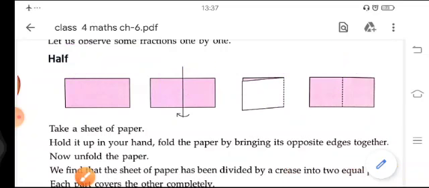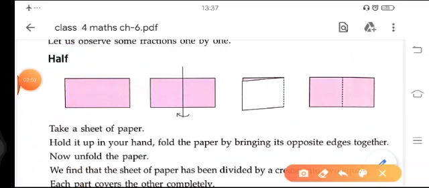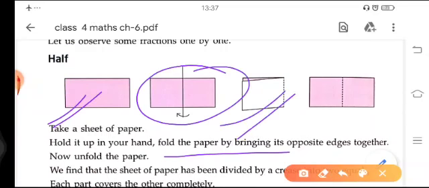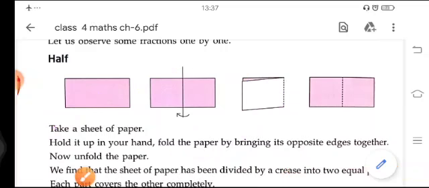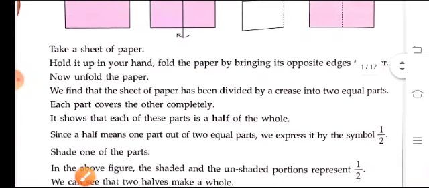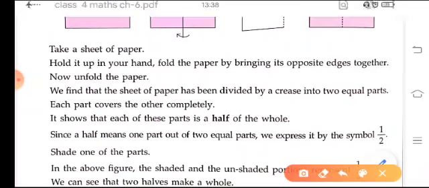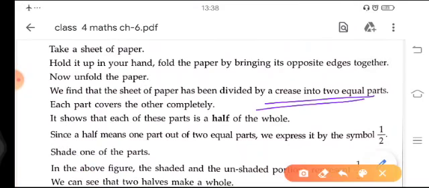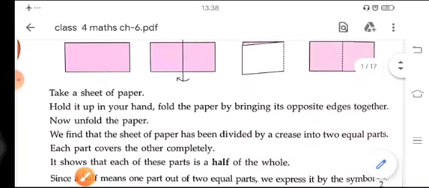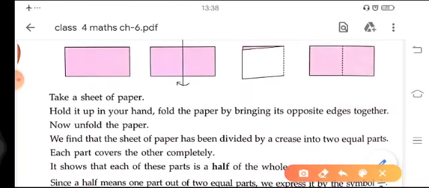You can understand this with the help of an example shown here. In this example a sheet of paper is given. We fold this paper with opposite edges together, like in this form. After folding the paper, we find that the paper is divided by a crease into two equal parts. You can see here that there is a crease on the paper and this crease shows that the paper is divided into two equal parts, right?